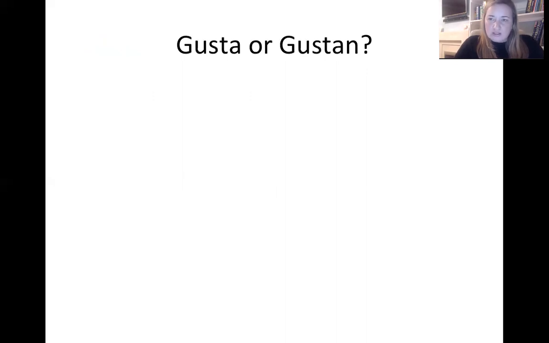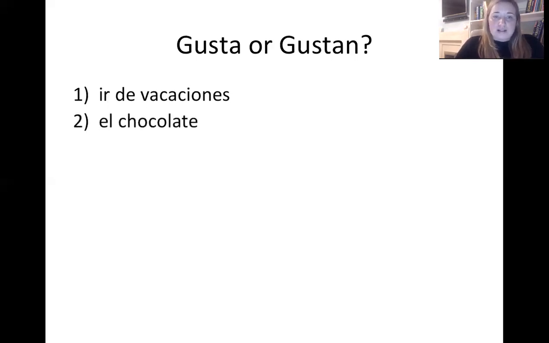Okay, so bearing that in mind, that we use gusta for singular nouns or for verbs and actions, and we use gustan for plural ones, let's see if you can work out, would we use gusta or gustan? So, ir de vacaciones, we've got a verb there. Is it gusta or gustan? Me gusta, me gustan. El chocolate, is it me gusta el chocolate or is it me gustan el chocolate? So you've got to work out here, would I use gusta or gustan? You can write them down or just do it orally as we go through. I'm not going to give you the answers. Well, I am, but at the end, I'm not going to give you them as we go through.